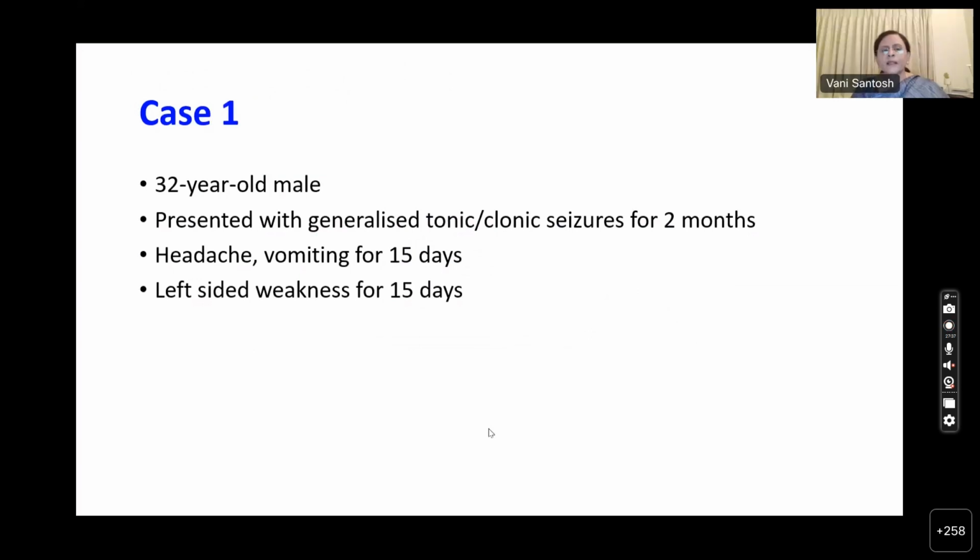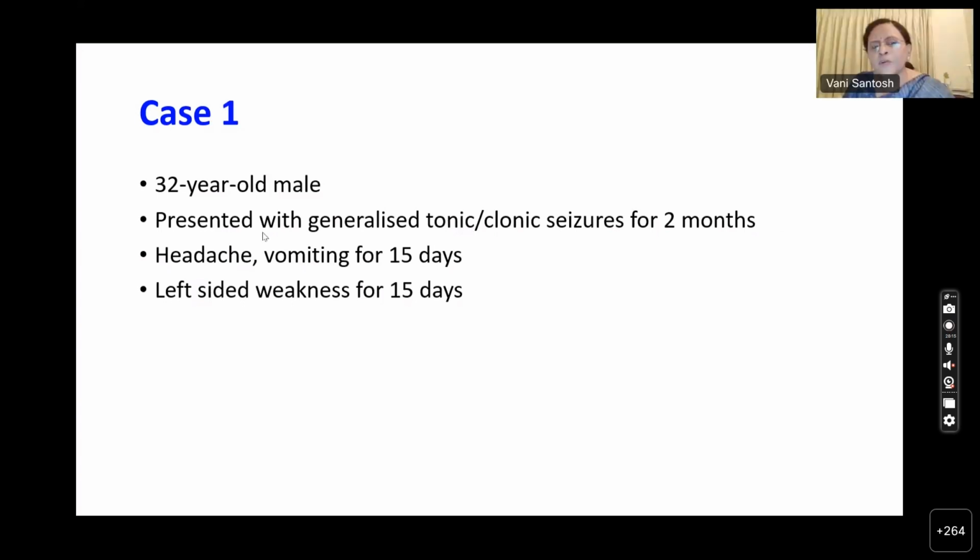Okay, so we have a 32-year-old man presented with generalized tonic-clonic seizures for 2 months, headache and vomiting for 15 days, and left-sided weakness for 15 days. What can you make out of this history, Siddhi? So yes. The tumor basically belongs to the adult age group. Yes. And it is presenting with seizures, so it might be pressing on some part of the brain. So radiologically we can see something.